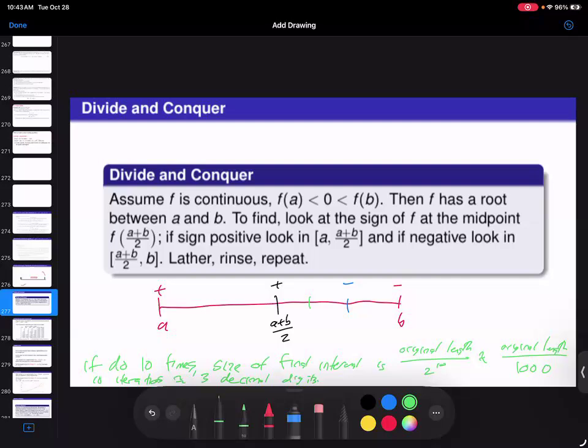Is this good or bad? It is what it is. Whether or not it's good or bad depends on what other methods give us. So I can't answer this question in isolation. I have to compare it to others.